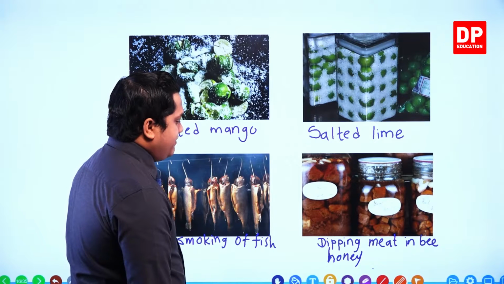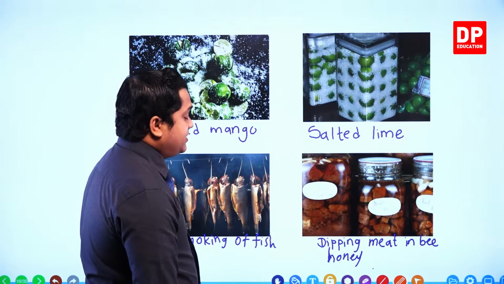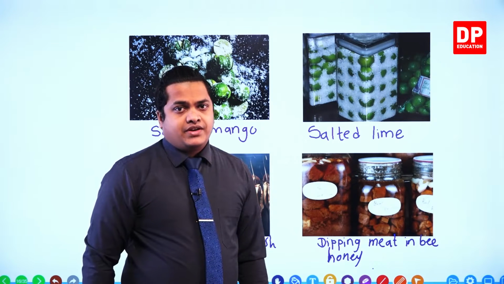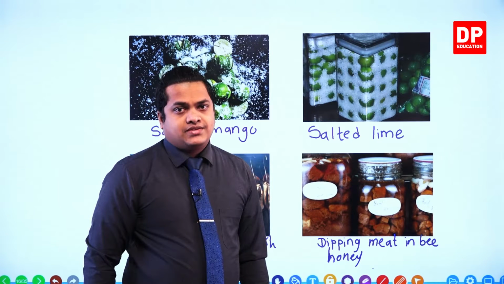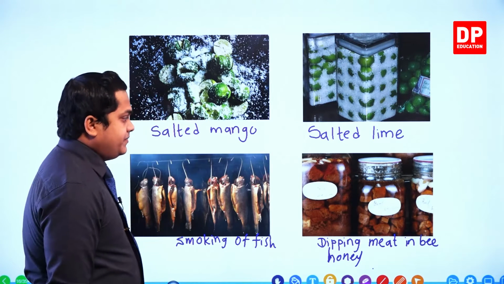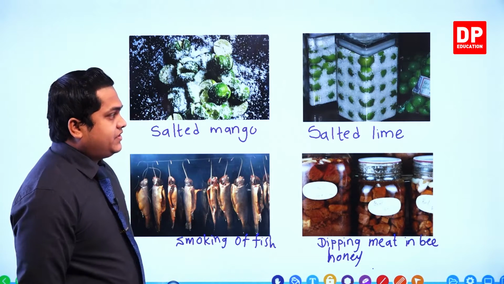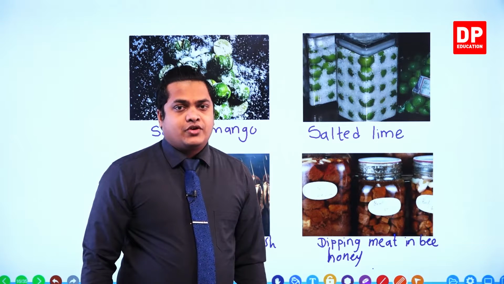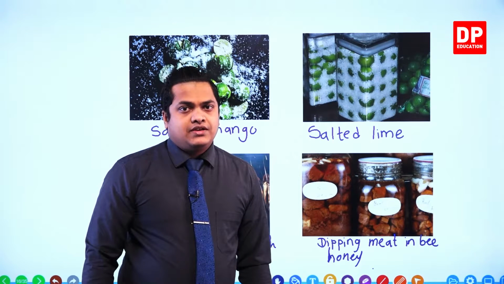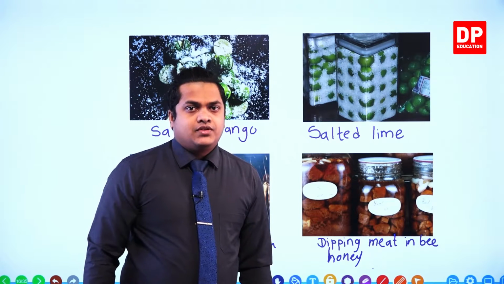So these are several traditional ways in which food can be preserved, my dear children. Food can be preserved by using these traditional ways. These are very simple, as you can see here. In each of these instances, what we are going to do is reduce the action of microorganisms, by reducing the favorable factors for their growth. Right then.